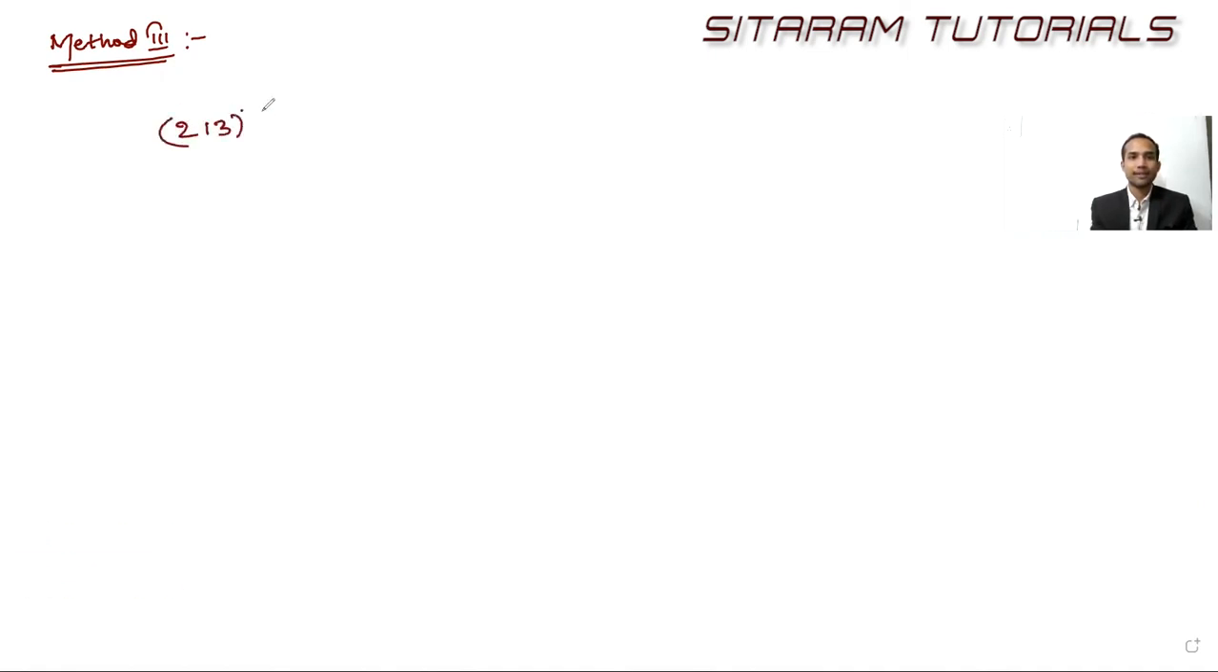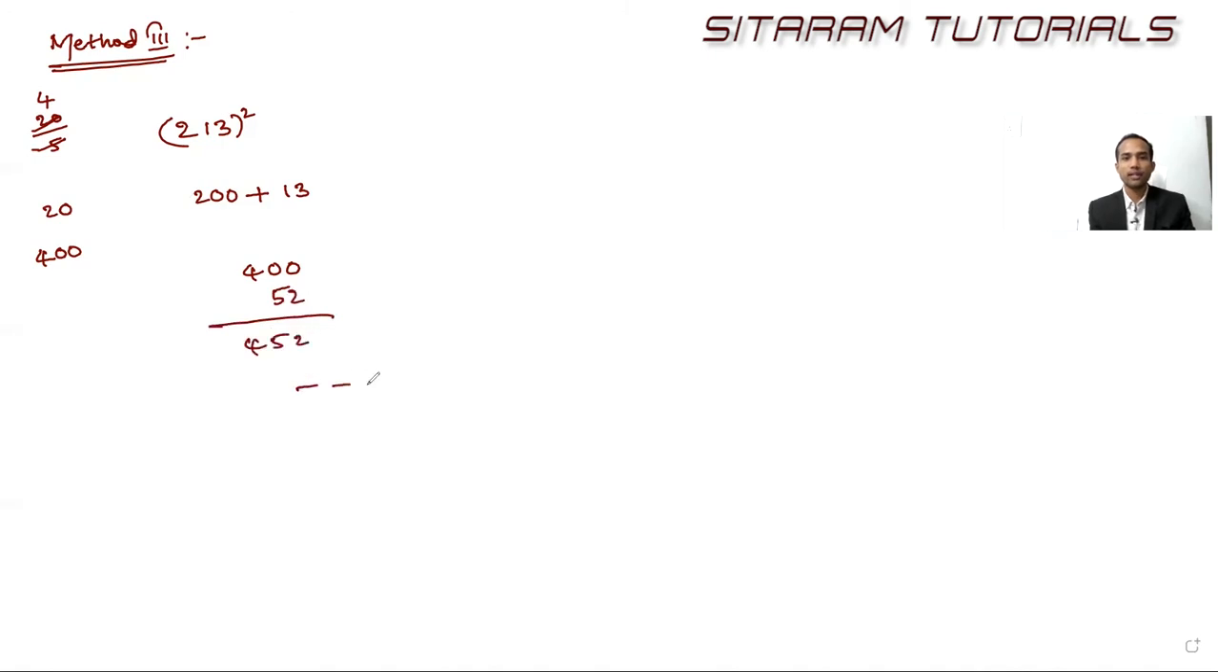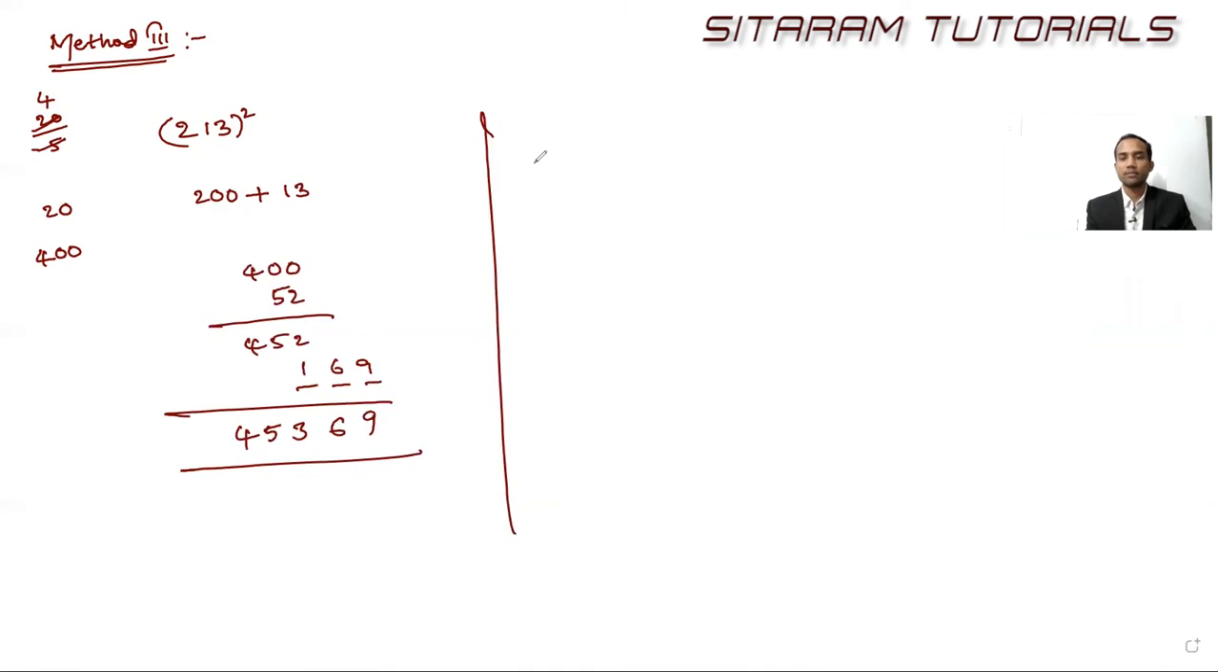Let us take one more example, if the numbers are near to hundreds. 213 whole square is there. Simple. This is 13 more than 200. Take out 1 0 and write 20. 20 whole square is 400. And 20 divided by 5 is 4. And 4 is the key number. So now 400 here and 4 into 13, 52. And here you got 452 and 3 blanks here. 13 13 is 169 and you get 45,169. That's all.